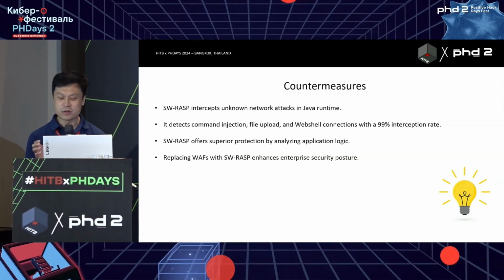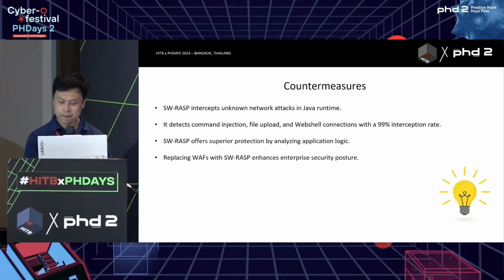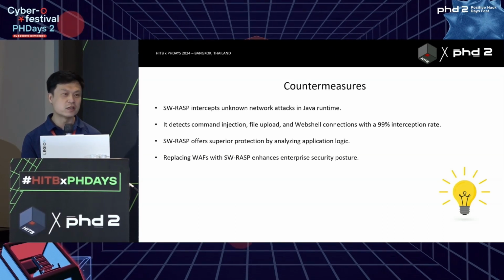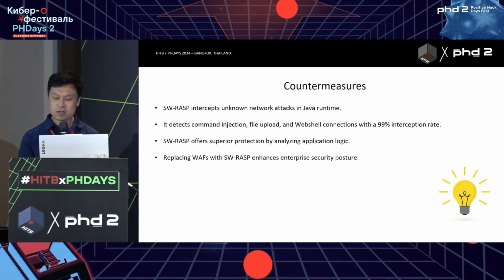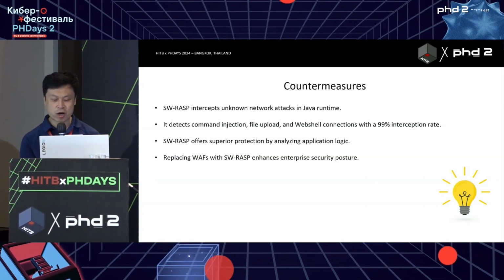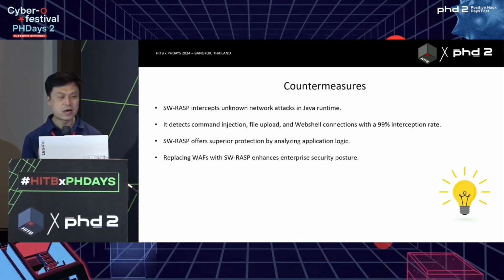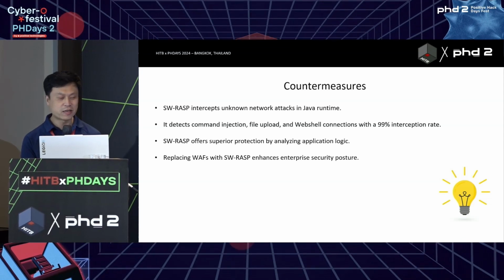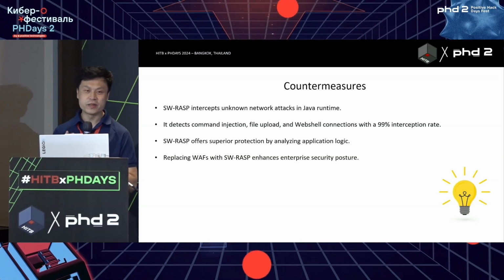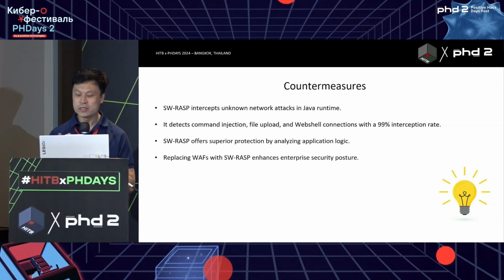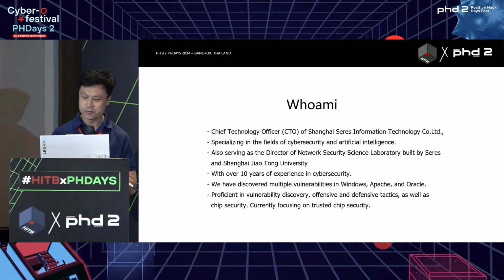Additionally, SW-RASP utilizes the ASM syntax tree to identify malicious operations, achieving a 99% interception rate of malicious activities. Compared to the traditional WAF solution, SW-RASP offers superior protection by not only inspecting the traffic, but also diving into the underlying logic of the applications. Therefore, we recommend replacing the traditional WAF with SW-RASP to elevate the enterprise security posture.